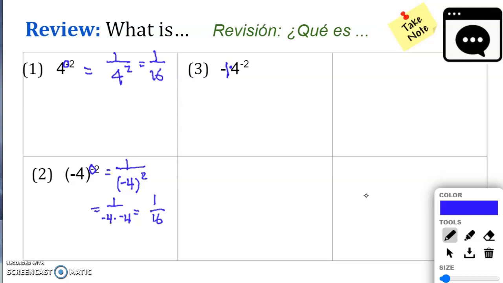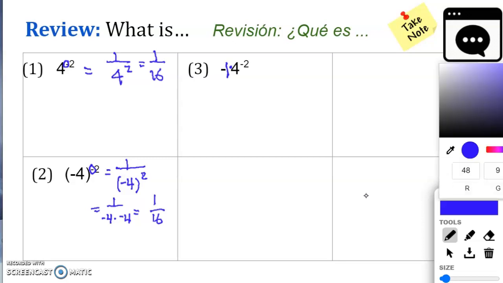Now, using the order of operations, what comes first? Do we do multiplication or do we do exponents first? We need to do the exponents first, don't we? Okay, so we need to do 4 to the power of negative 2.